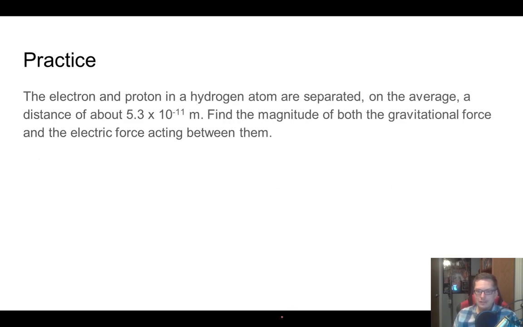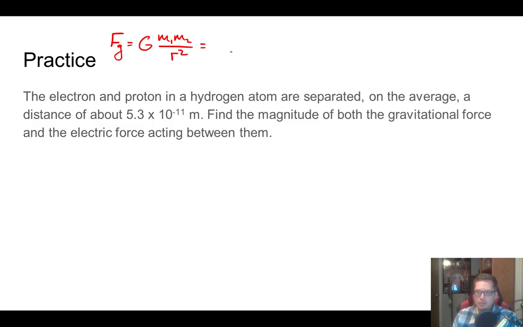It says the electron and proton in a hydrogen atom are separated on average a distance of 5.3 times 10 to the minus 11th meters. Find the magnitude of both the gravitational force and electric force acting between them. The electric force is the formula we just learned. Gravitational force is the one I referenced earlier. So gravitational force, Fg, is equal to big G m1 m2 over r squared.